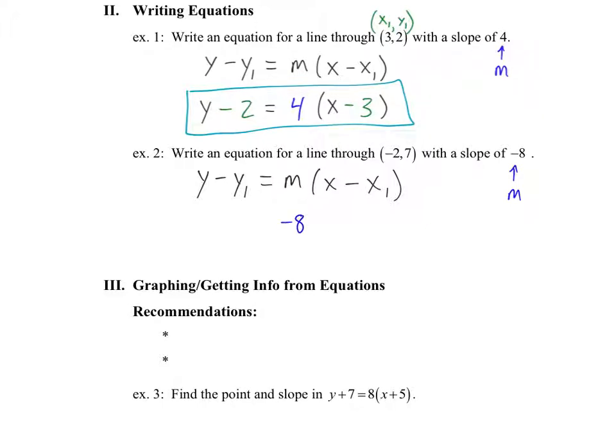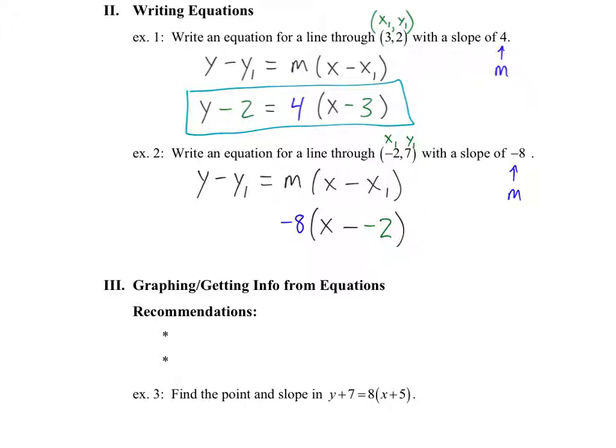And my point is x1, y1, so I'm going to say x1 and y1. So x1 is a negative 2. So I put a negative 2 there for x1. And I'm going to fill the rest in a second. So I have x minus that negative 2. If you leave your answer like this, it's going to get marked down because it's not simplified.